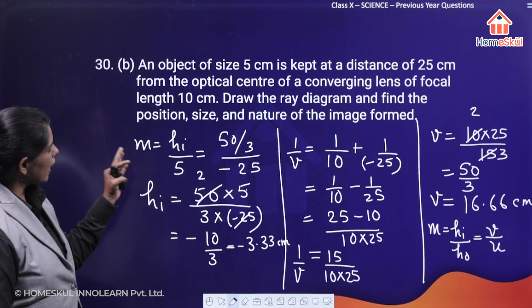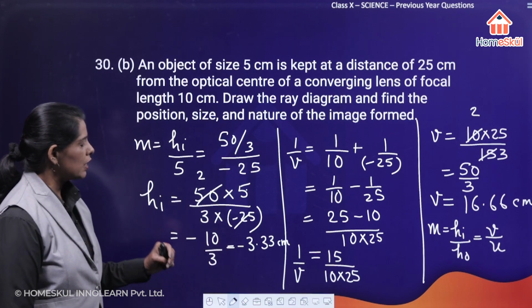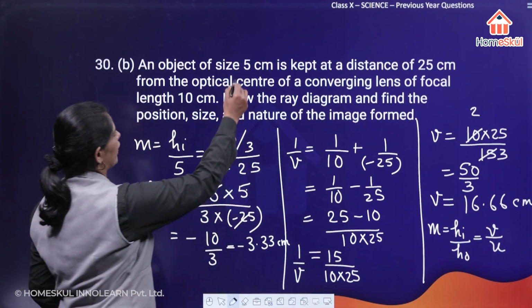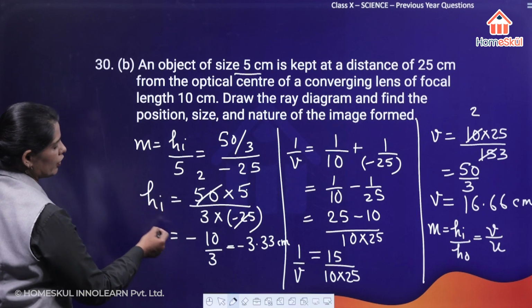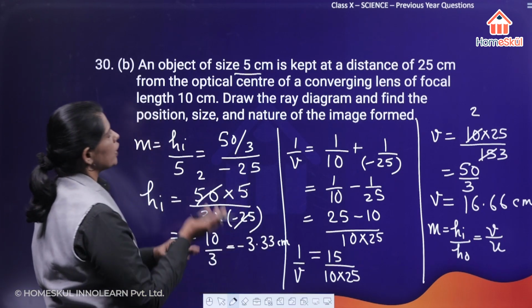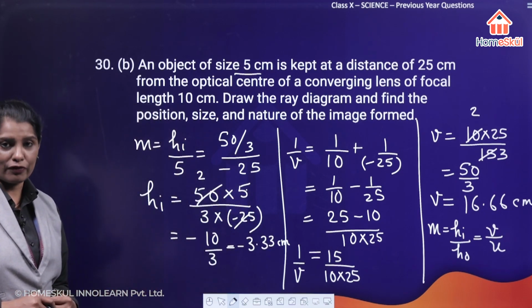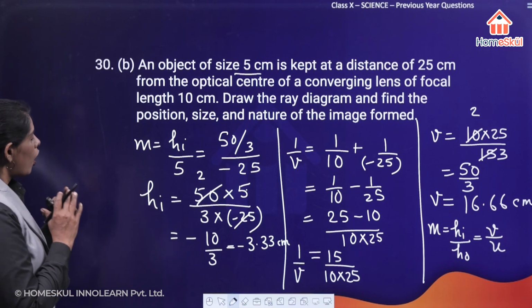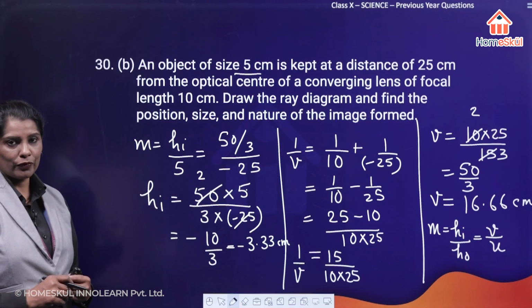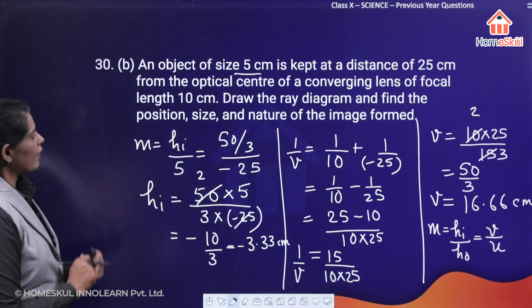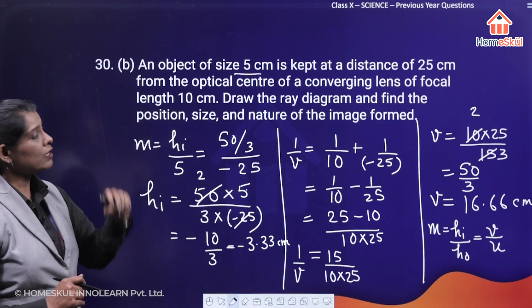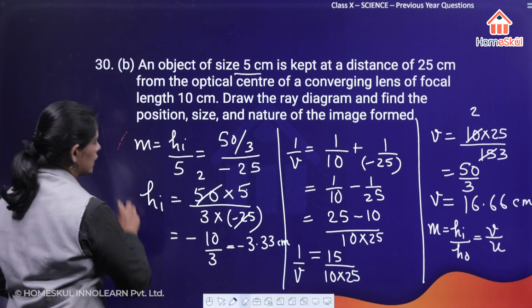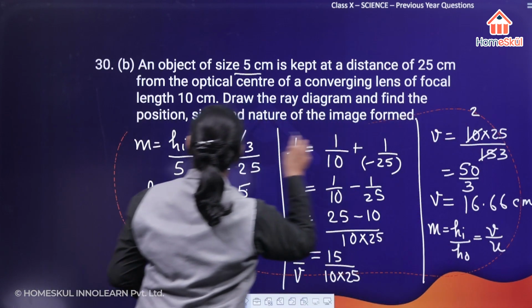And when you compare the size of the object and the image, the size of the object was given to be 5 centimeter, and you can see that the size of the image is 3.33, which is less than the size of the object. That means the object size is diminished. Okay, so these are the values. Now we have to represent with the ray diagrams. So let's see the ray diagram over here.